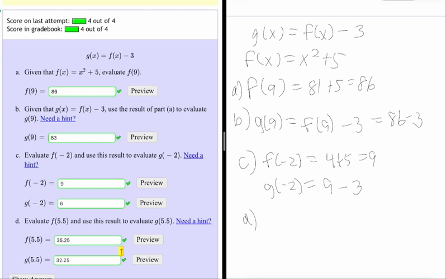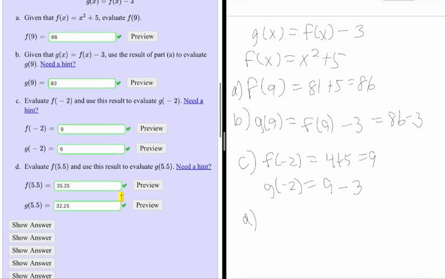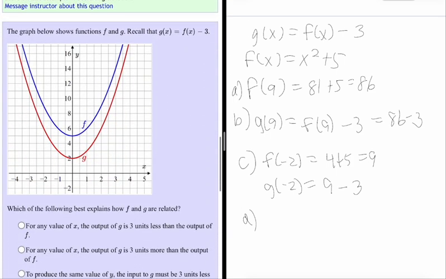Everybody good to go on these ones? Everybody turn green. Okay. Now could you please look at the graph they've provided in the next section.